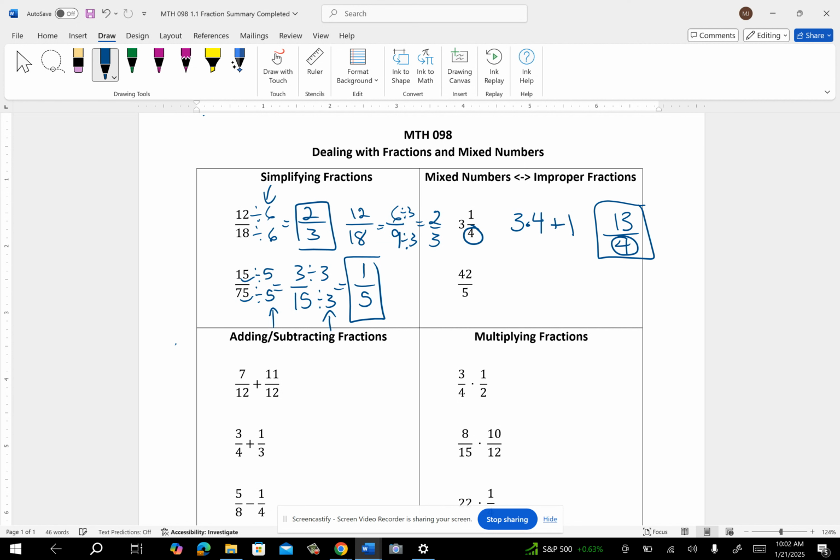And then if you start with an improper fraction and you want to know what it would be as a mixed number, you take 42 and you divide it by 5.